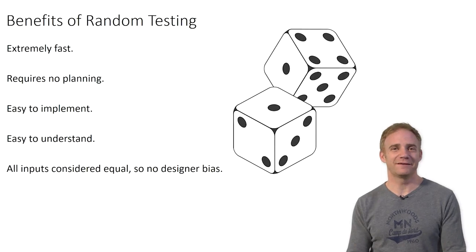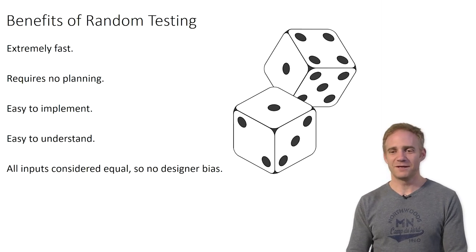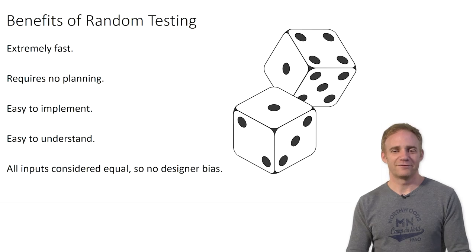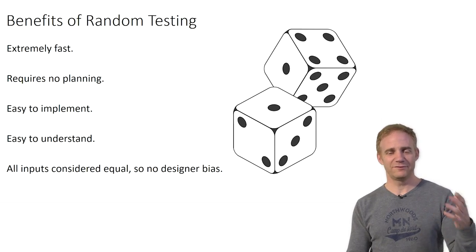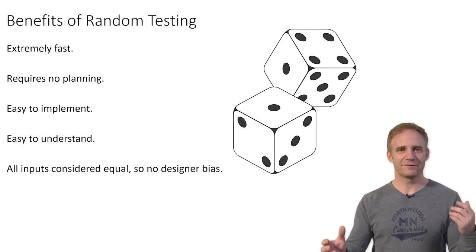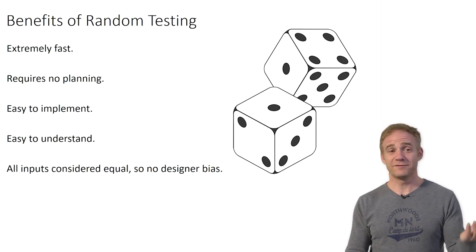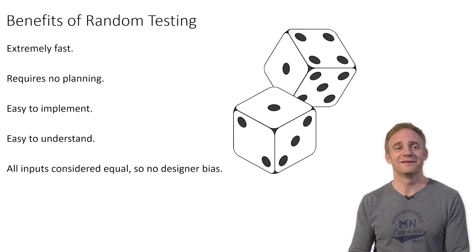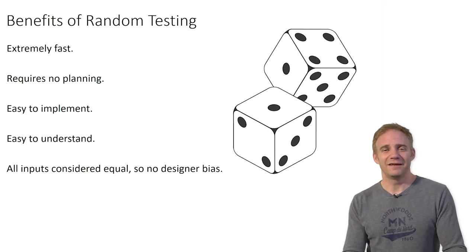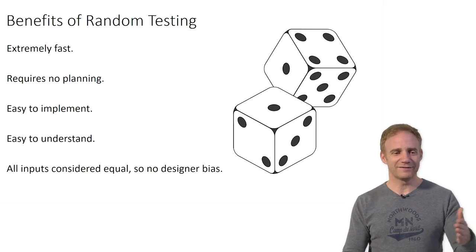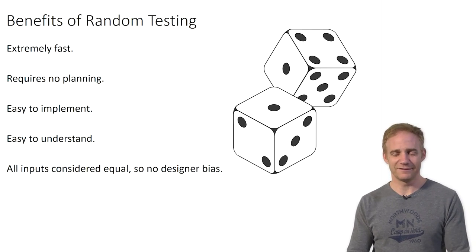So some benefits of random testing are that it is extremely fast. The computer can generate random inputs essentially for free. And so we can run millions of these through in relatively short amounts of time. The other thing is that it's incremental. So if you find problems, you can choose to keep and throw away test cases to increase your coverage. But very, very quickly, you're likely to get a large amount of coverage. It requires no planning. You just turn the million monkeys loose. It's easy to implement. It's easy to understand. And all the inputs that the system can choose are considered equal. So there's no potential for you to bias the test case selection in a particular way.